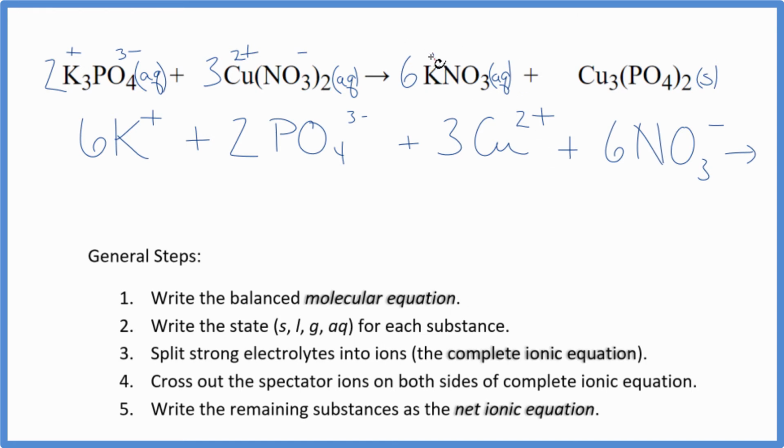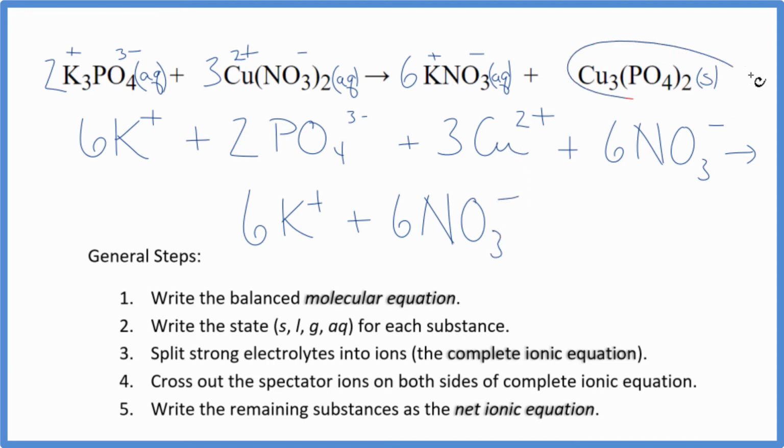For the products, we had a plus and a minus, so 6 potassium ions, just like in the reactants, plus 6 of these nitrate ions, again, like the reactants. And then we don't split solids apart in net ionic equations, so we just have our Cu3(PO4)2, we keep it together.